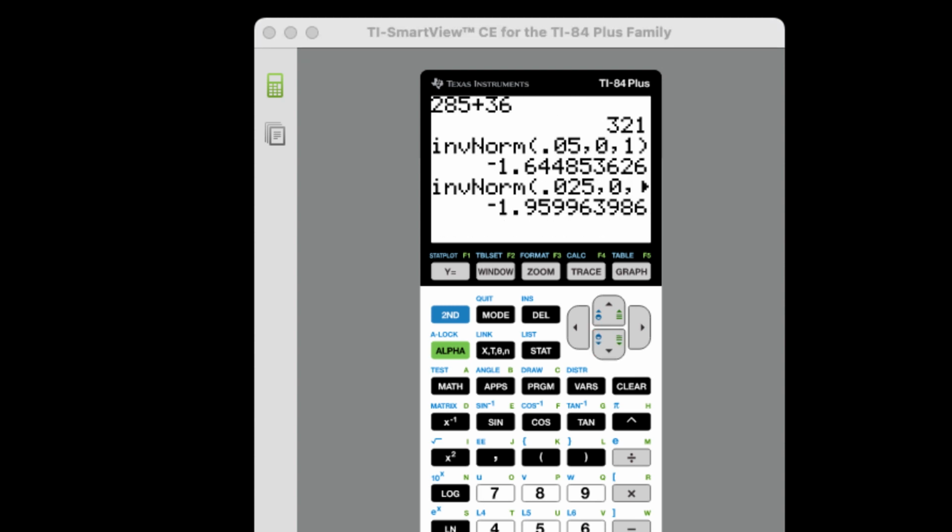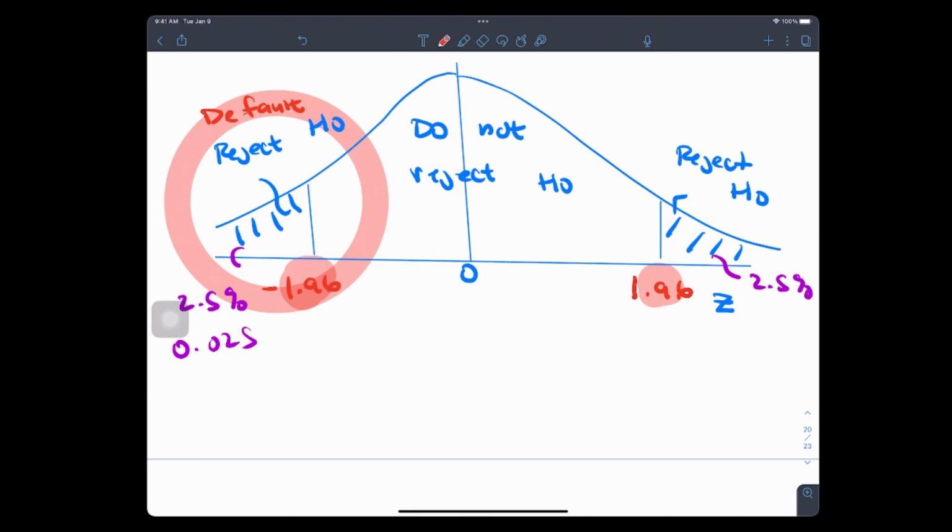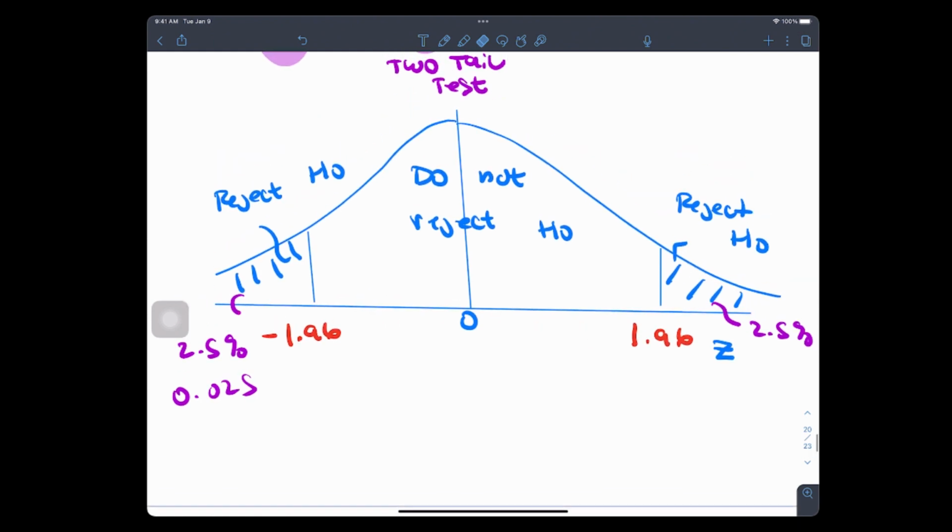Negative 1 point what? Is that negative 1.96? Okay, you guys okay with that? Okay. So I have two critical values. I'm going to get rid of all this so it doesn't distract us. Okay, you guys okay with that? Pretty simple.